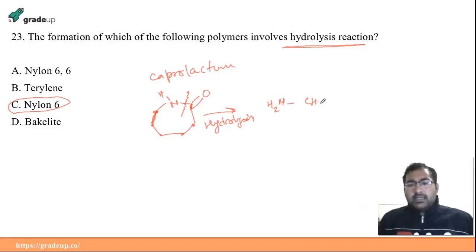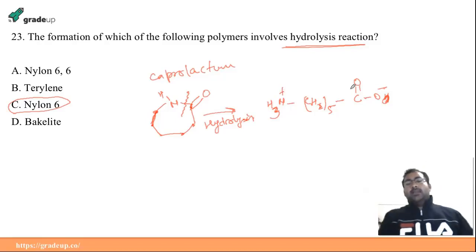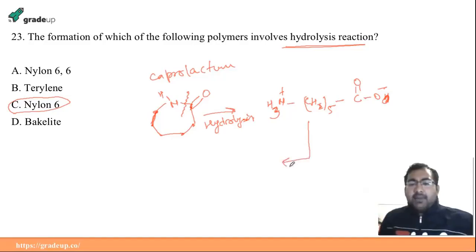If you take it like this, then you get CH2 five times, and then you get a C double bond O, OH here, and then eventually this kind of ion can form a zwitterion. So you get an H plus here, so this will form NH3 plus, because it's an acid-base kind of a thing, right? And after that, this compound goes through polymerization, right?